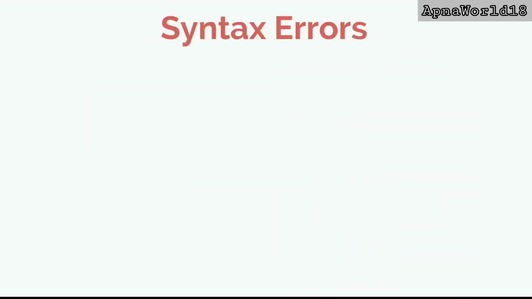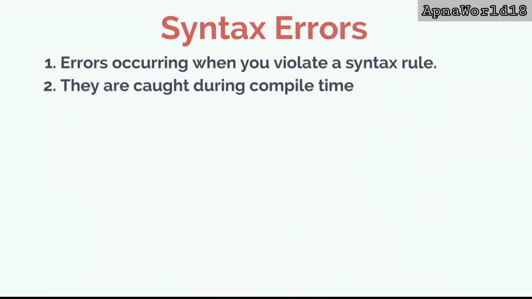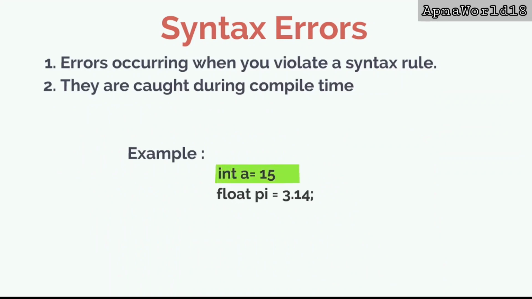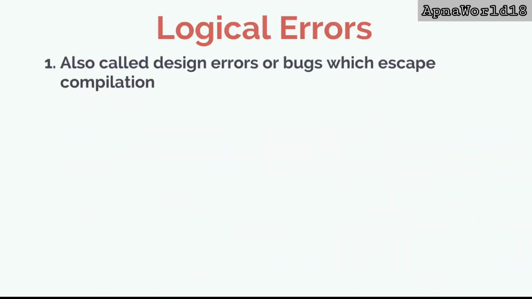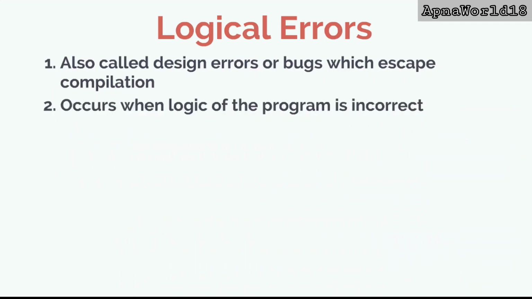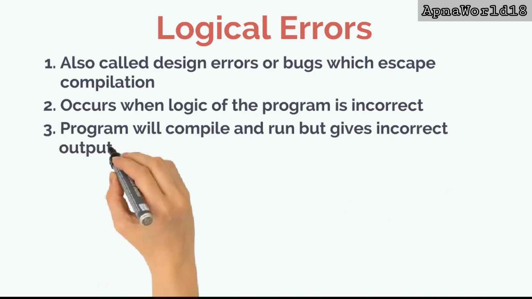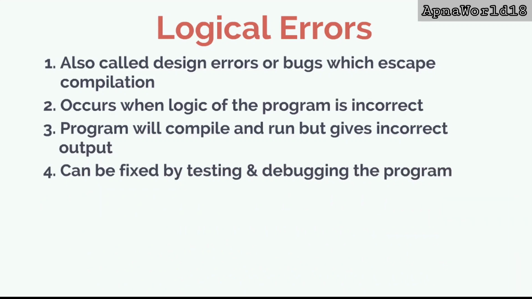Syntax errors are errors occurring when you violate a syntax rule. They are caught during compile time. Example, forgetting to terminate a statement with a semicolon. Then there are logical errors, also called design errors or bugs, which escape compilation. They occur when the logic of the program is incorrect, so your program compiles and runs but gives incorrect output. They can be fixed by testing and debugging the program. Example, specifying the wrong value of pi.